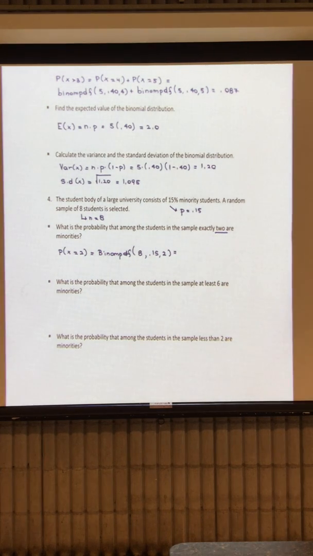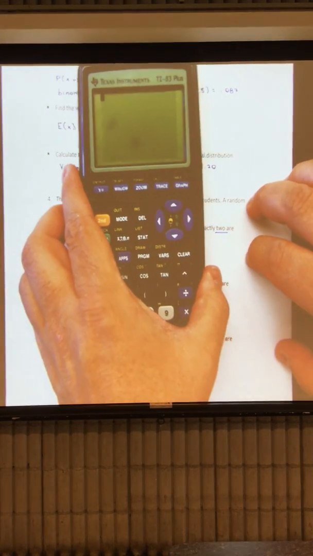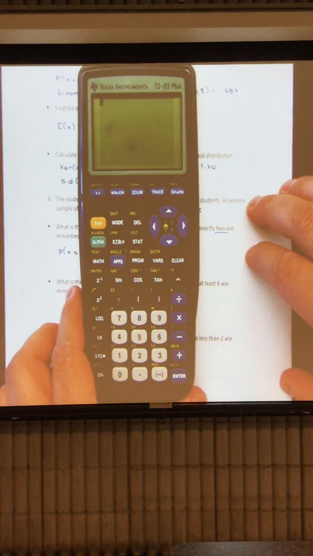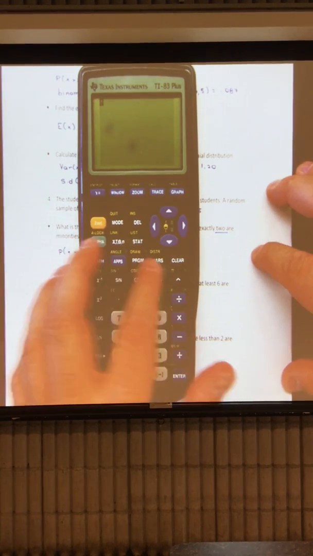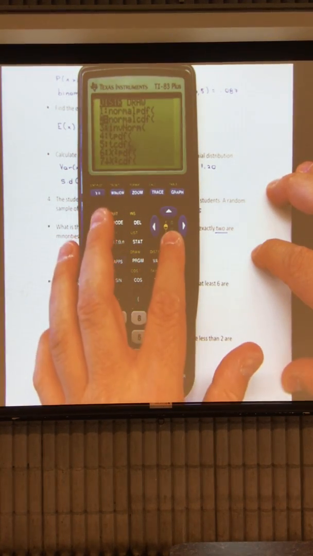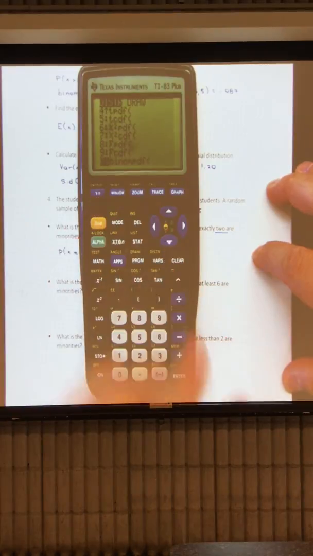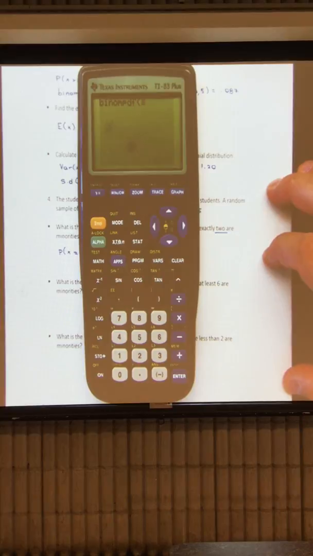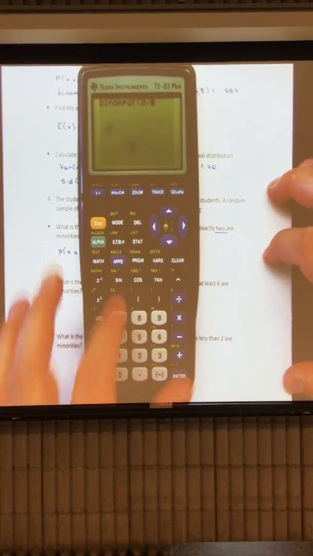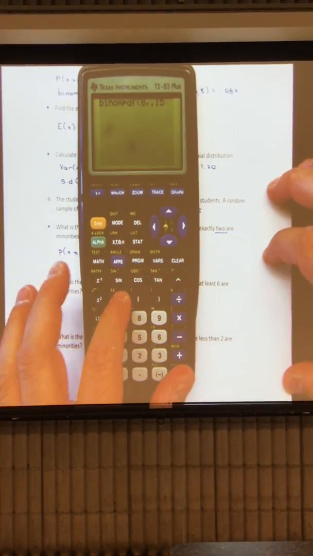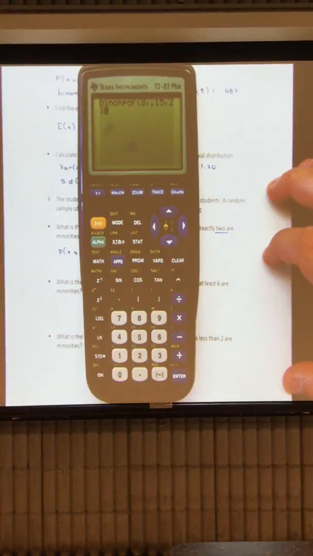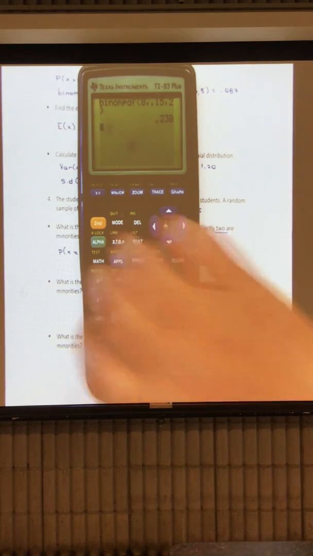Let's use again the graphing calculator for this problem. So second variables, again, binomial PDF, and the correct order will be 8, 0.15, 2, and you close the parenthesis. So this is going to be equal to 0.238.